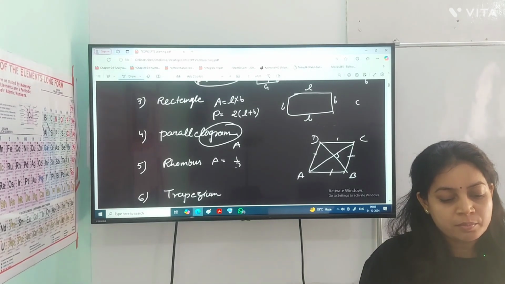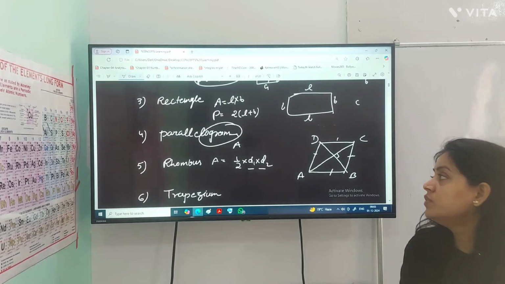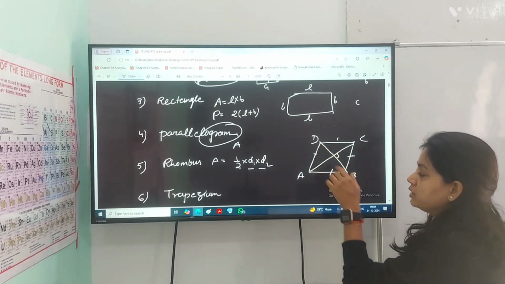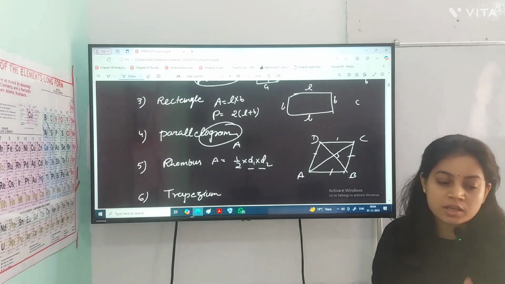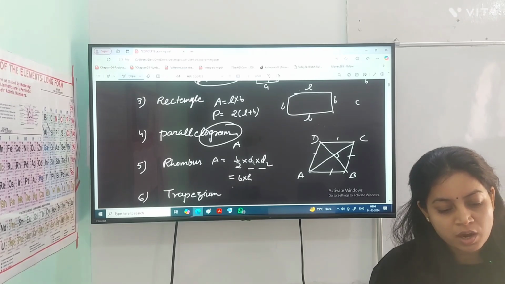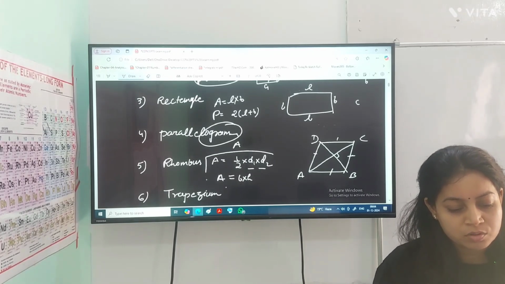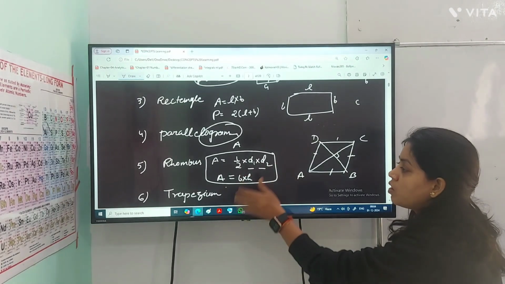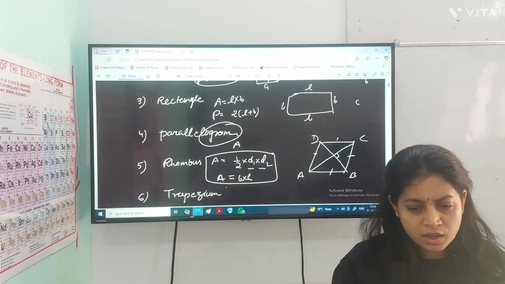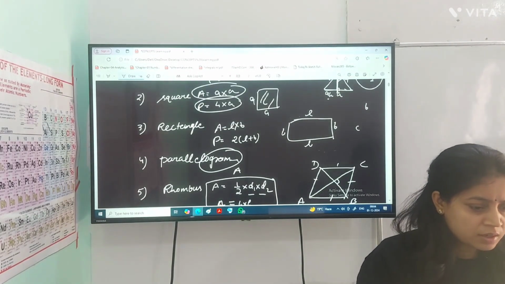It has perpendicular diagonals. So we have another formula for the area of the rhombus, which is 1 by 2 into d1 into d2. What are d1 and d2? d1 is the first diagonal of the rhombus, and d2 is the second diagonal of the rhombus. And definitely we can calculate the area from base into height also, as it is a parallelogram. So we can have 2 formulas for the area of the rhombus.